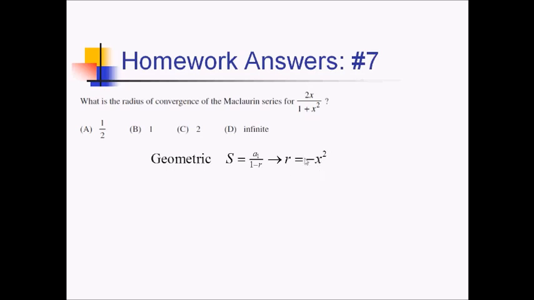Since I'm absolute valuing it, I can get rid of that negative. And if I square root both sides, I'm going to end up with absolute value of x is less than 1, which means my radius of convergence is just going to be this 1 over here. So choice B.